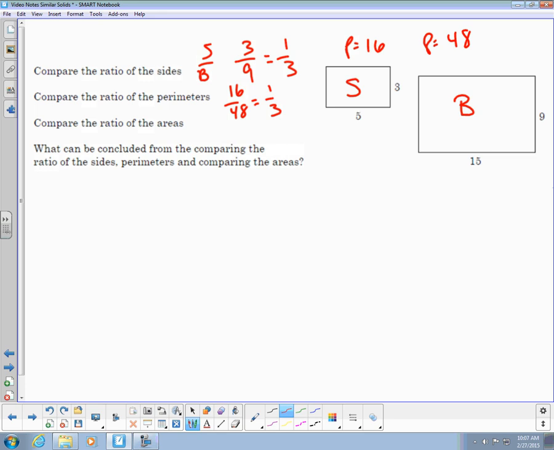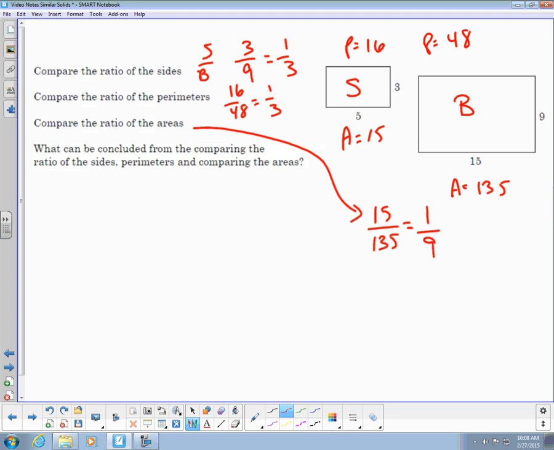Now if we do the ratio of the areas, the area for this figure here is 15, and the area for this figure right here would be 135, which is 9 times 15. So if we do a ratio for the areas, I'm going to bring this question down over here, that'd be 15 to 135. I'm still doing small over big, and that would reduce to 1 over 9.